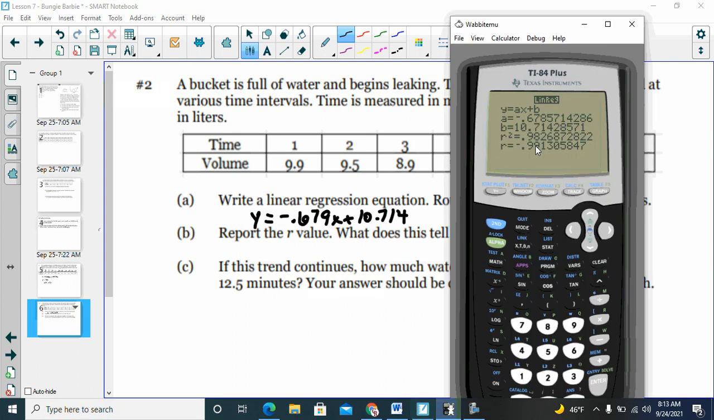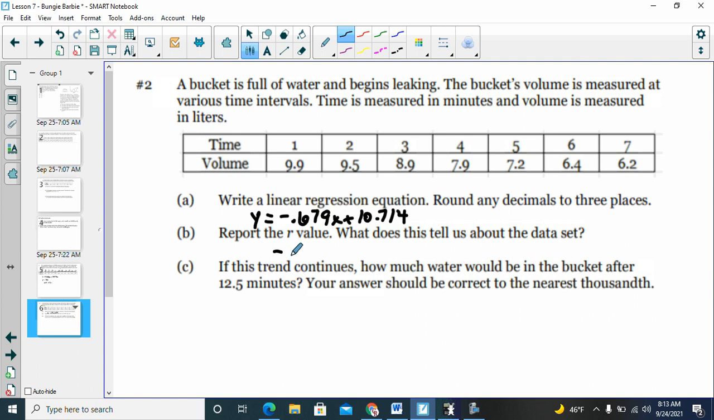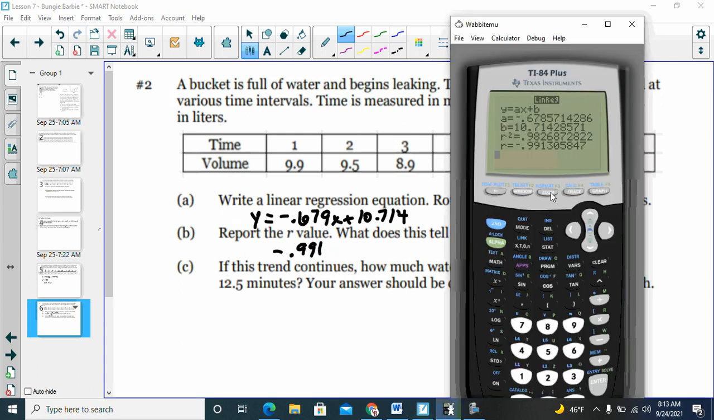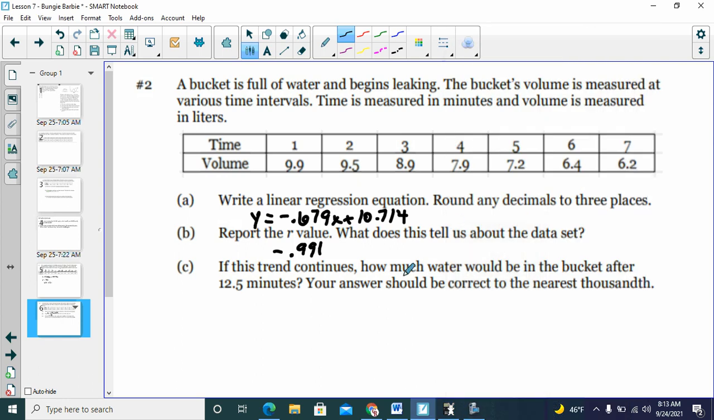Report the R value. R is negative 0.991. What does it tell us about the data set? It tells us 2 things. We have a negative correlation, and it is a very strong correlation. Again, we could take a look at our scatter plot with the line of best fit in there. All the points are pretty close to the line. Makes sense that it's a strong correlation. Slope is negative. Makes sense that it has a negative correlation.